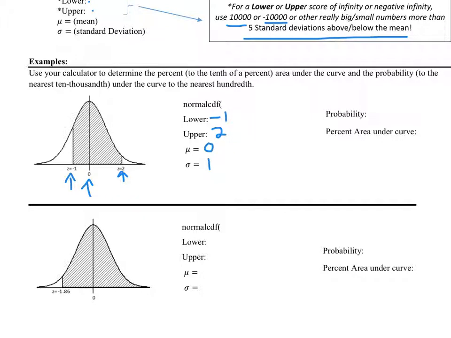Now we just type that into our calculator, and I wanted the probability to the nearest 10,000th and the percent to the nearest 10th of a percent. 0.8186. Okay, and for the percent, we just take that and multiply it by 100. 81.9%. So the area between those two would be 81.9%.